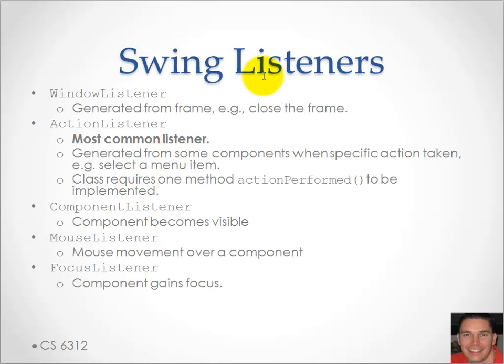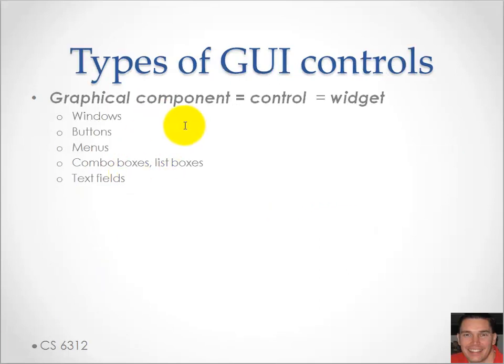In the Java Swing framework, there are several different types of listener classes. I've listed some out here. Please note that the most common listener is an action listener. This is often used when you're invoking a menu item or a button. This action listener requires you to implement one method, actionPerformed. That's where you will respond to the event when that listener has said this event has fired. Now, when we talk about GUIs, there are lots of different types of GUI controls.